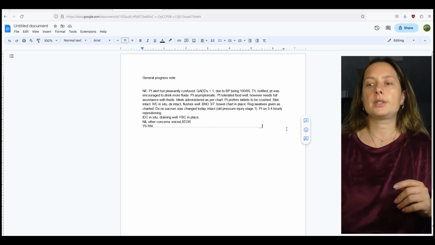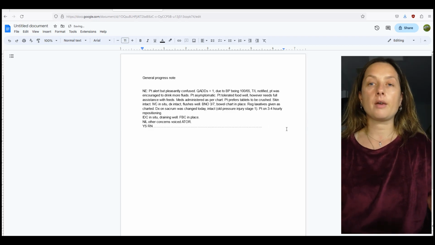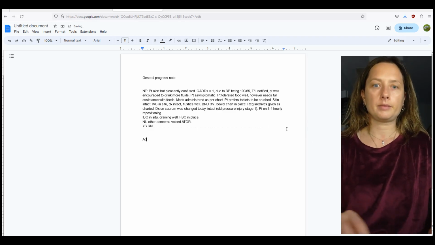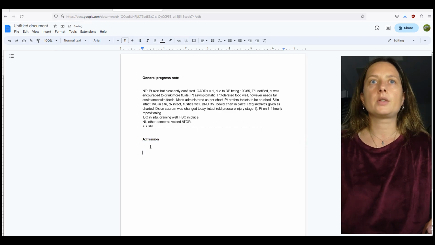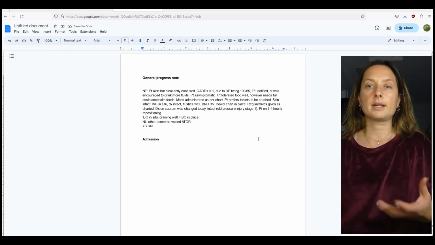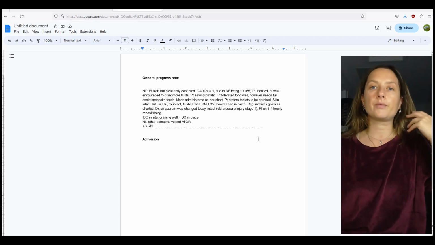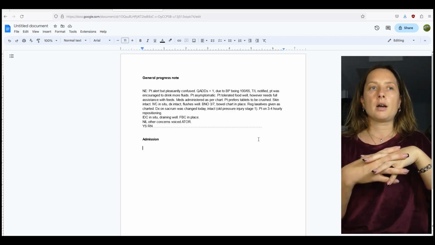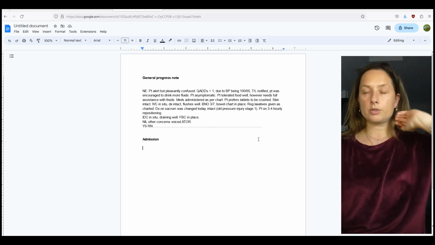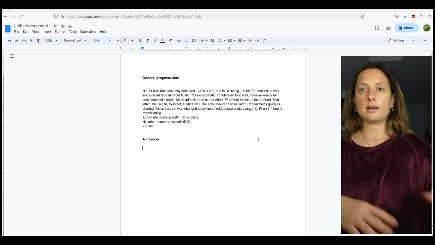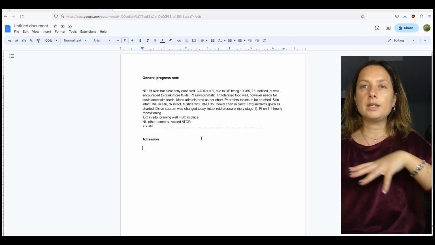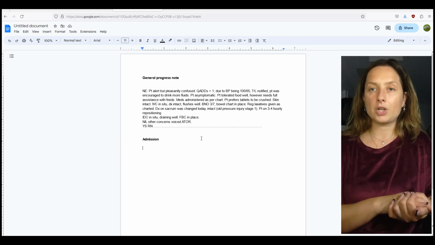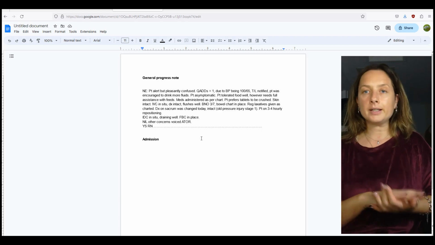Okay, second progress note would be when you have an admission. On admission, I try to do the progress note as fast as I can. So once the patient came in, I've taken the handover. I've orientated the patient to the place. So I showed the bathroom, I showed how to use the TV, and gave a jug of water, and stuff like that.